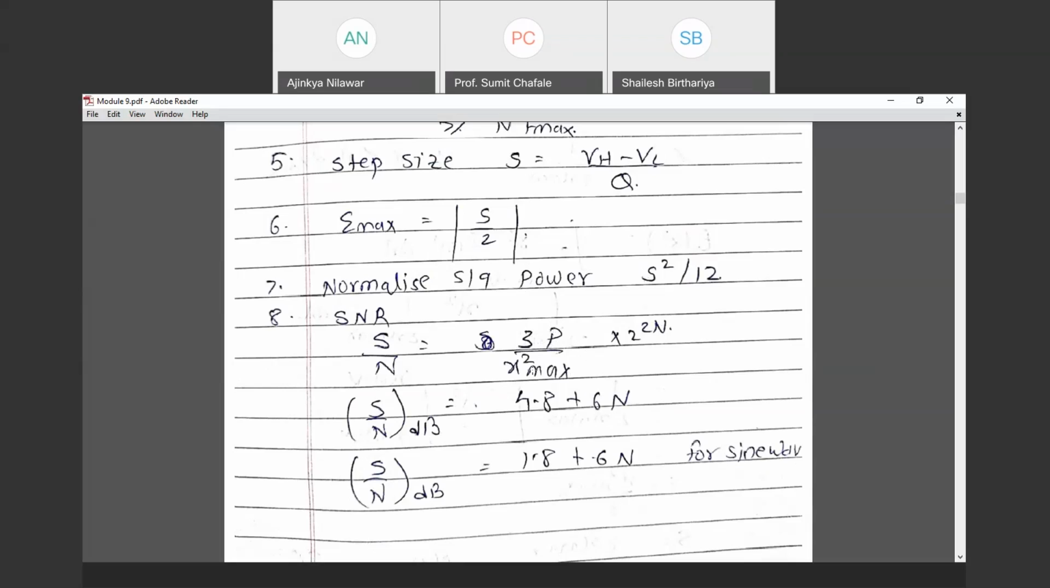X square max is nothing but the entire amplitude of our signal, and 2 raised to 2n, where n represents the number of bits for the quantization level. In the case of dB, it is 4.8 plus 6n. And for sinusoidal input, it is given by 1.8 plus 6n.